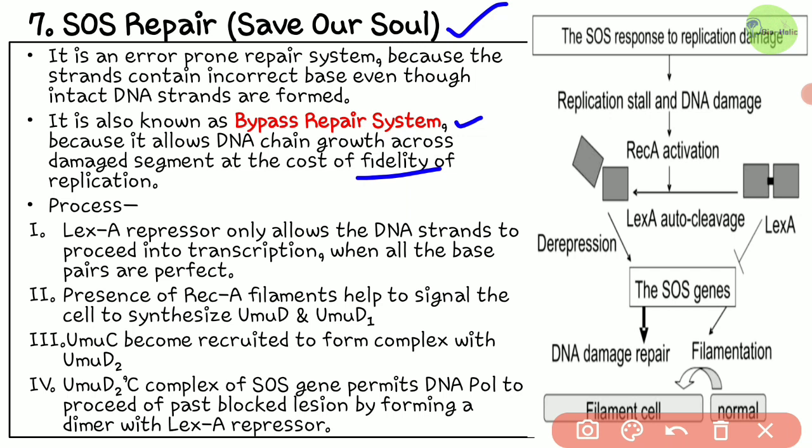Then the presence of the RecA filament helps to signal the cell to synthesize UmuD and UmuD'. Then UmuC is required to form a complex with UmuD'2. Then the UmuD'2C complex, which you have seen in the replication enzymes, right, is also called DNA polymerase V. So this complex of SOS genes permits DNA polymerase to proceed past the blocked lesion by forming a dimer with the LexA repressor. Clear?